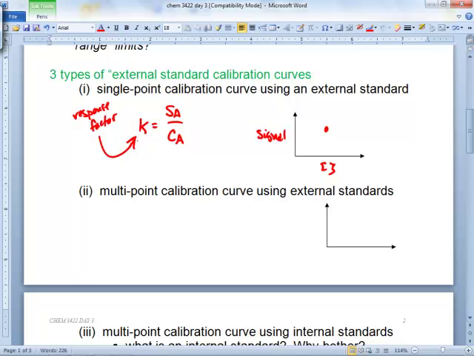All you do is make up one standard and get its signal in the machine. Divide the signal by its concentration, and you get this little k. Then you just shoot anything you want. Get your unknown, measure its signal, and calculate the concentration, because you know what the little k is. Just assume k never changes. It's kind of like the slope idea. So you make one standard, measure its signal, divide the two, and get this number. We'll call it the response factor, k. Then you take whatever unknown you want, put it in the machine, get its signal, and calculate C_A.